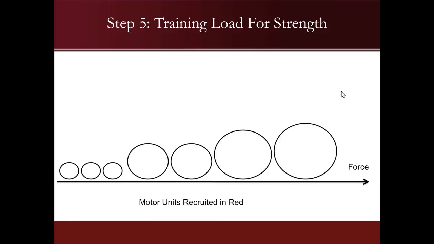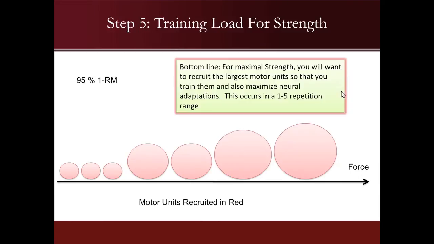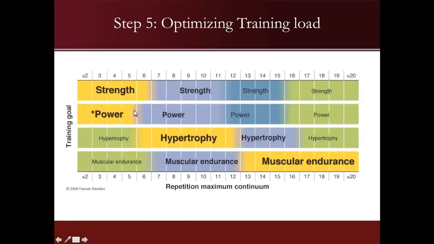As far as strength is concerned, strength is all about learning to recruit the larger motor units. That's 50% of your 1 RM, and that's the small motor units. 75% of your 1 RM, that's moderate motor units, and that's the large motor units. This is why we think you need to train at greater than 85% of your 1 RM for 1 to 5 reps to optimize motor unit recruitment and neural adaptations. So we see here for strength, 1 to 5 reps; power, 1 to 5 reps; hypertrophy, 8 to 12 reps. Anything past this is muscular endurance.